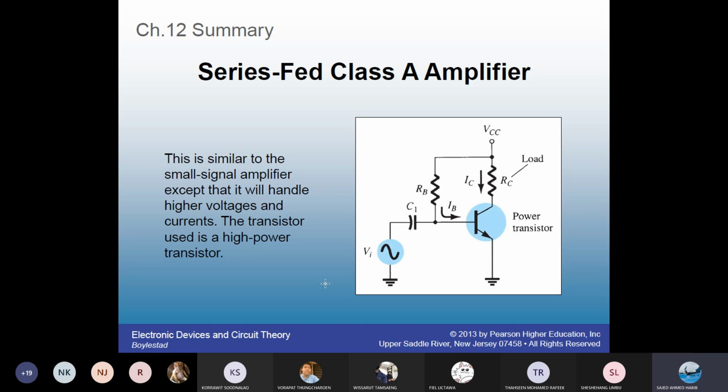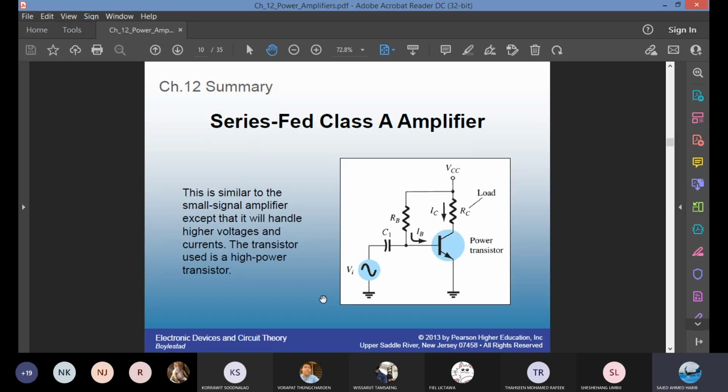So this series-fed class A amplifier looks exactly like a fixed bias common emitter BJT. We can talk about the equations. What is IB? If you look at the input loop, VCC minus IB RB minus VBE equals 0, KVL. So IB is VCC minus VBE divided by RB.